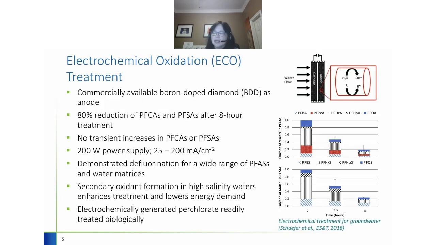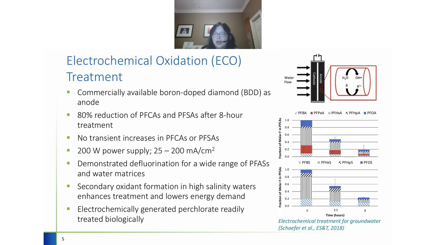So at CDM Smith, the research on electrochemical oxidation really started back in 2015. Over the past 5 years, we have tested destroying PFAS in different types of water and wastewater at laboratory scale. Our research team really focused on the use of boron-doped diamond (BDD) electrodes, which are already commercially available for industrial wastewater treatment. You can see on the right-hand side, based on 8 hours of treatment time, we got a total of 80% PFAS reduction, and luckily, there's no increase in short-chain PFAS in this case.